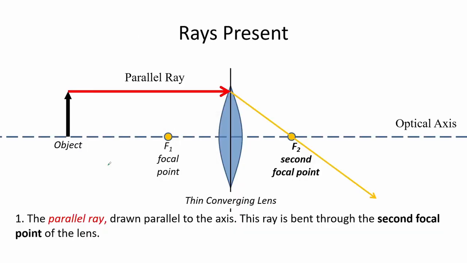Let us examine the different rays present for thin lenses. First we have the parallel ray. It is drawn parallel with respect to the optical axis, then intersects the second focal point as shown in the figure.